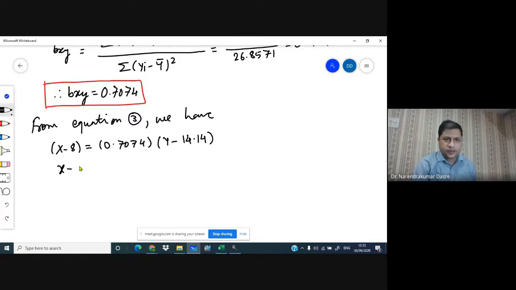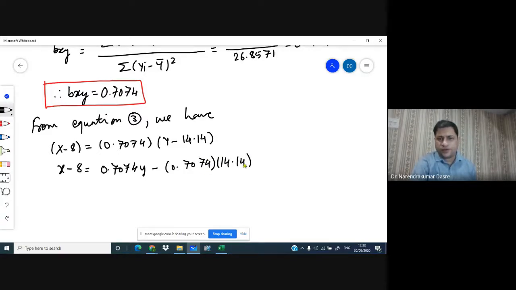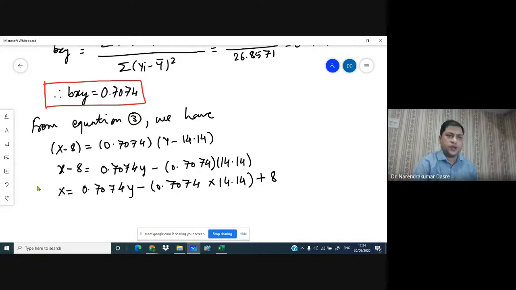So we got x minus 8 is equal to 0.7074y minus 0.7074 into 14.14. So you got x is equal to 0.7074y minus 0.7074 into 14.14, and you will be having plus 8.